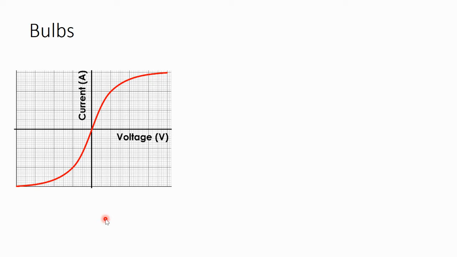So bulbs. Have a little think about this graph, write down everything you can about this graph now. So what can you tell me? Well, firstly, it's not a straight line. So it's not directly proportional, which means it does not follow Ohm's law. So for a bulb, something different is happening.